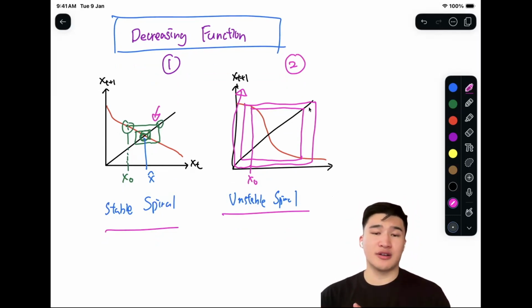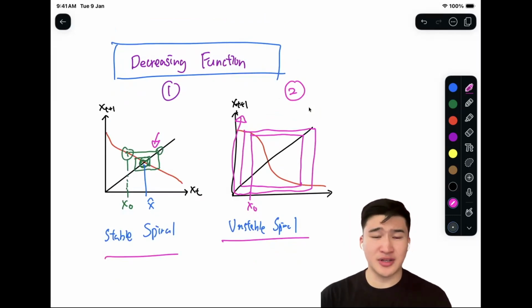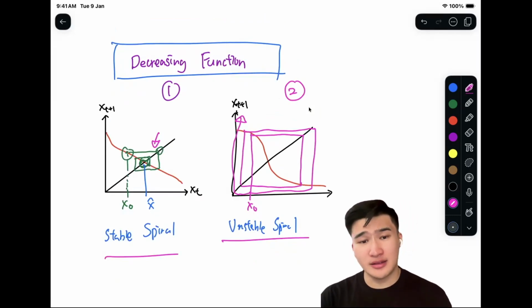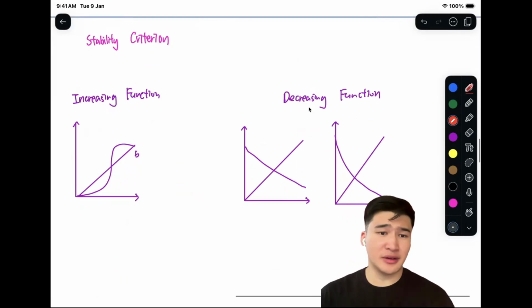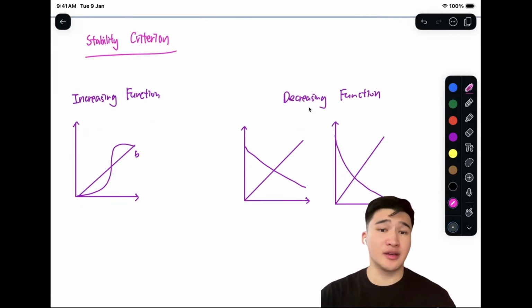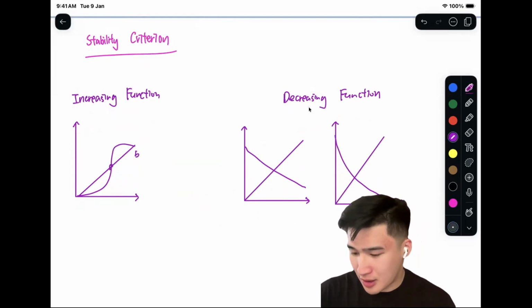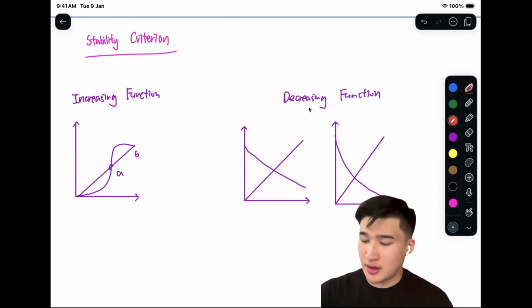So the million-dollar question here is actually, how do we define and know, without drawing, that it is a stable or unstable spiral? And the way we solve this problem is actually the same for both increasing and decreasing functions. So let's take a look here. We are trying to find what we call the stability criterion, right? What defines a stable and unstable equilibrium. So first of all, let's look at our point A here. If you remember, it's a very steep slope, right? It's a slope like this, and B is a slope like this.